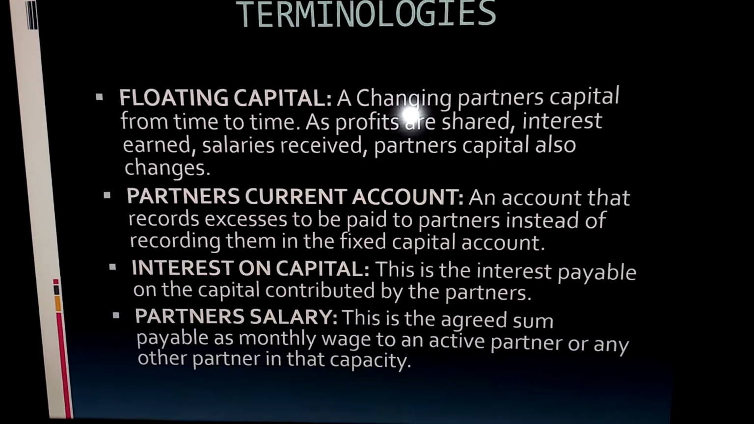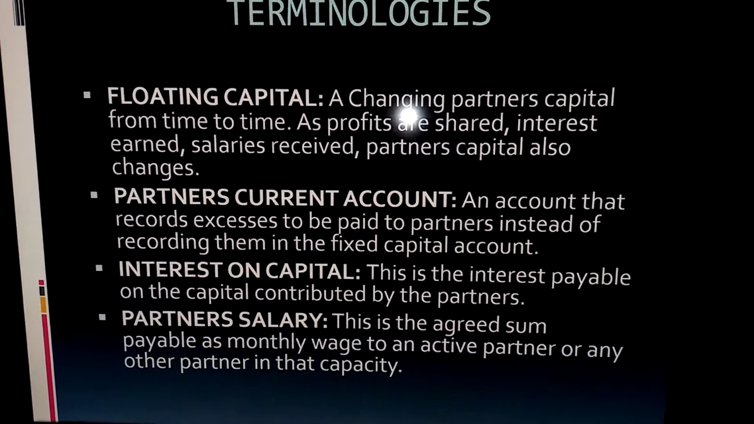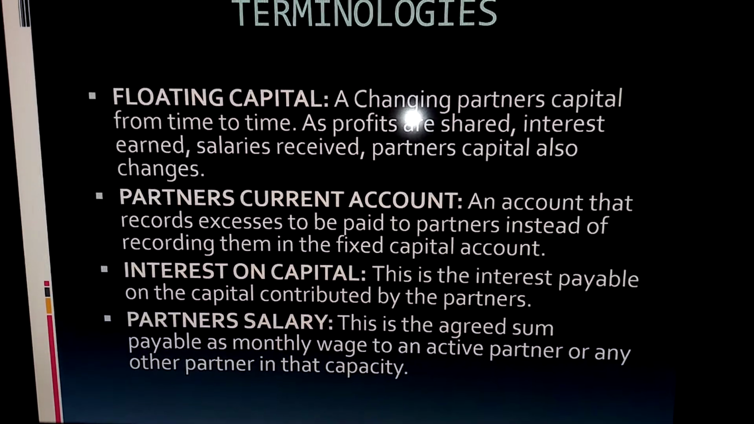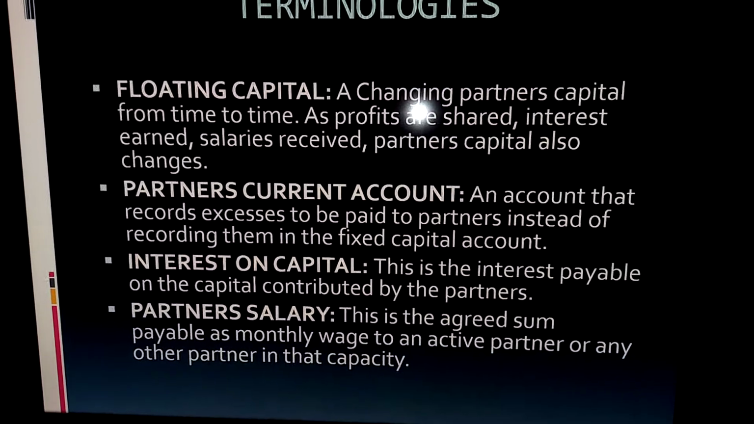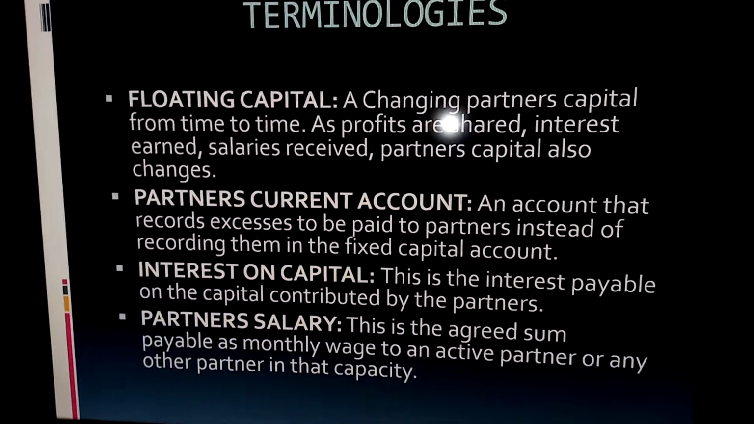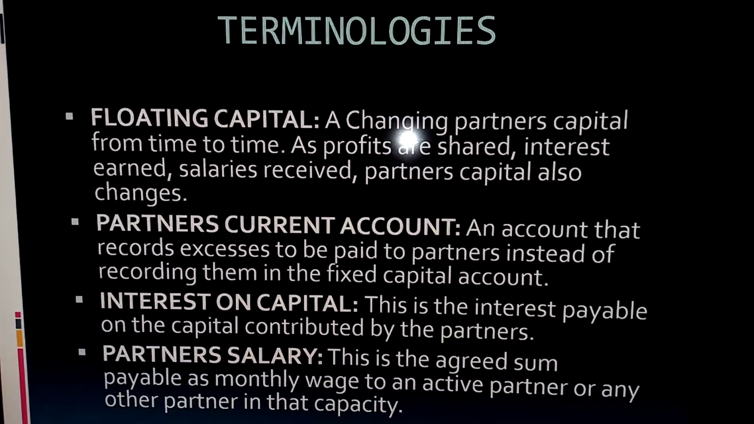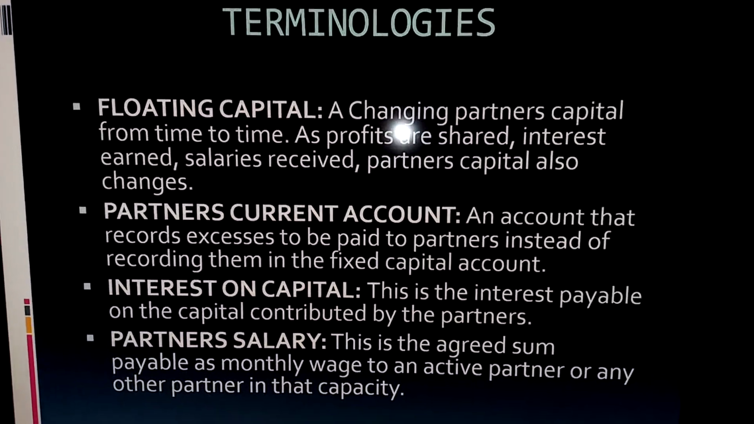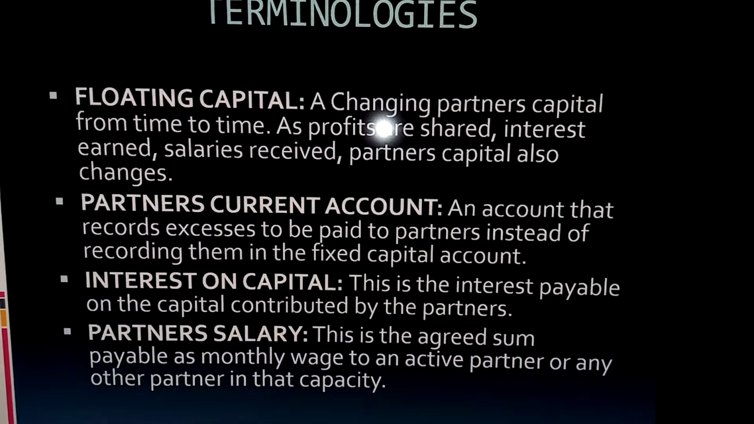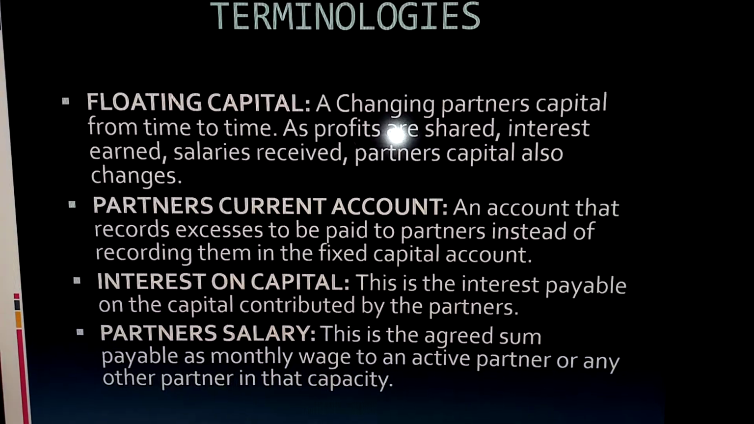The next one is partner's current account. Now, where you are operating a fixed capital, any excess that cannot go to the fixed capital account comes to the partner's current account. So whenever you're operating a fixed capital account, you must have a current account to take the excesses. Anything that will either increase or decrease the capital goes to the partner's current account because you're operating a fixed capital account. So if you're operating a fluctuating capital account, there's no need for a partner's current account. But if you're operating a fixed capital account, there's a need for a partner's current account.